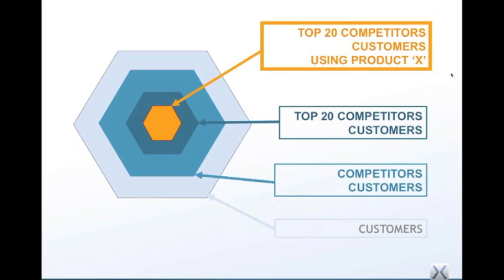Here's a second example, a sales example. You could start out by saying, well, we want to focus obviously on our customers. We think any activity with our customers is going to be important. But you might want to start identifying and launching some action on your competitors' customers. And maybe you just want to go after your top 20 competitors' customers, and then maybe what you could do is say, look, let's go after our top 20 competitors' customers and let's just use this one product.